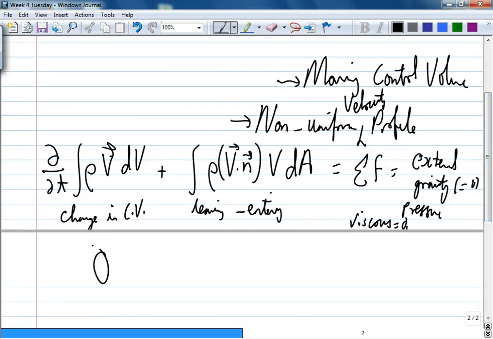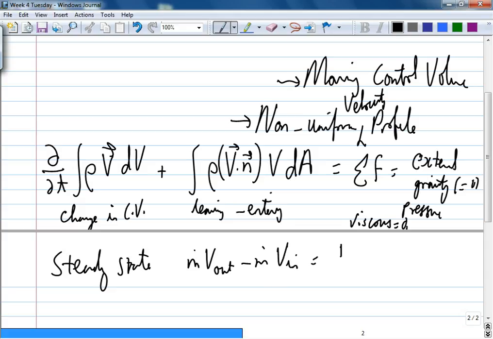So this term is 0, normally steady state, and the equation simplifies to m dot V out minus m dot V in equals the sum of forces. So that's the complete equation, the first one, in integral form, so that it covers everything. This is for uniform velocity, steady state. It simplifies to this. Is that okay? Any questions?